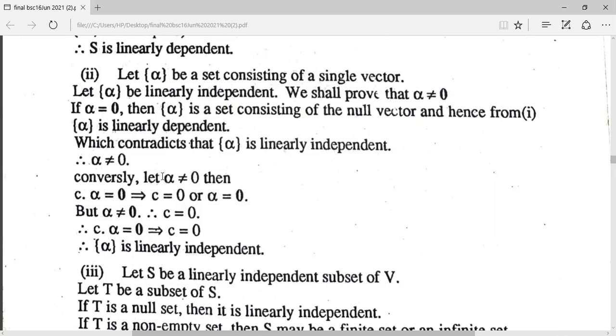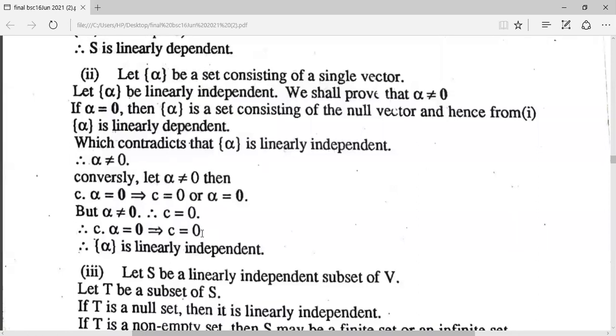But here we have taken alpha is not 0. Because alpha is not 0, what should it be then? C should necessarily be 0. Therefore, C equals 0. This implies C alpha is 0 implies C equals 0. What is this? It is the definition of linear independence.